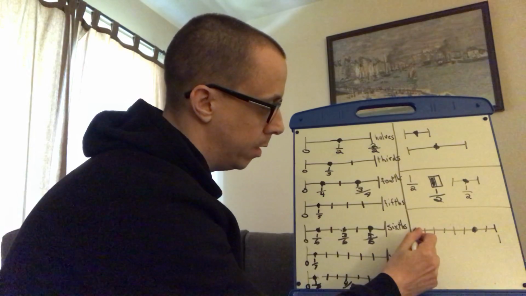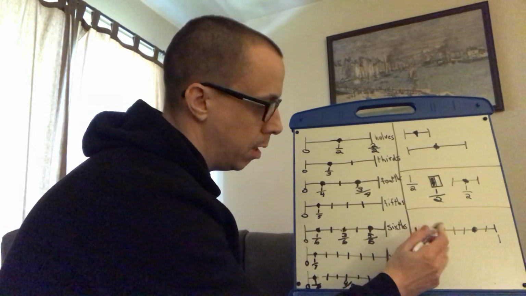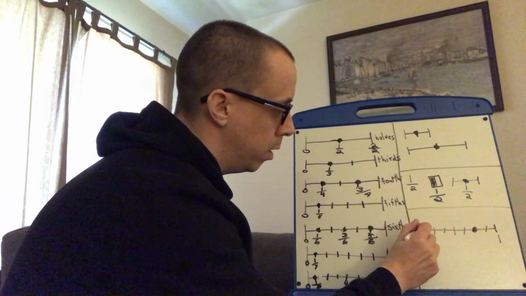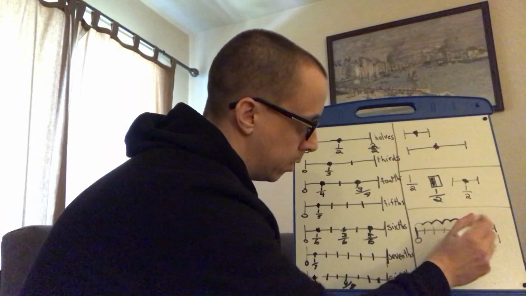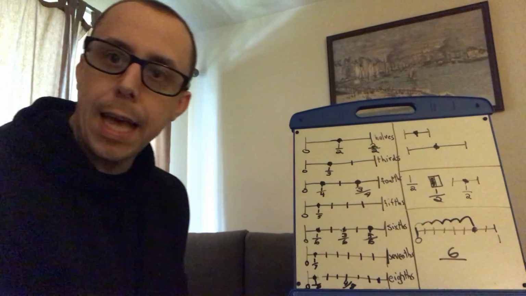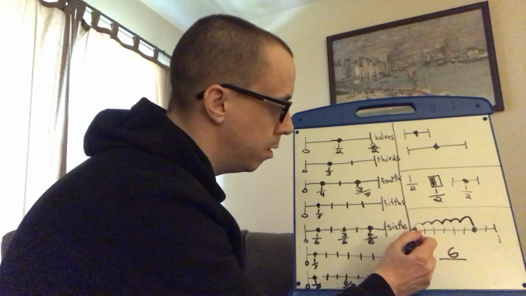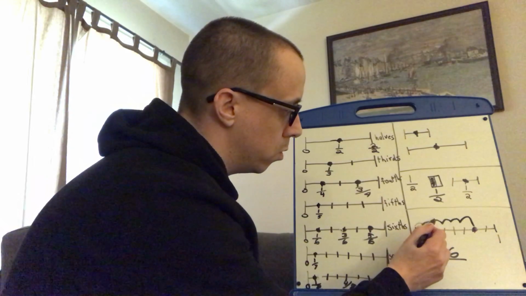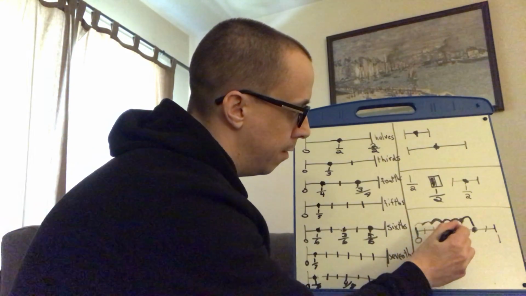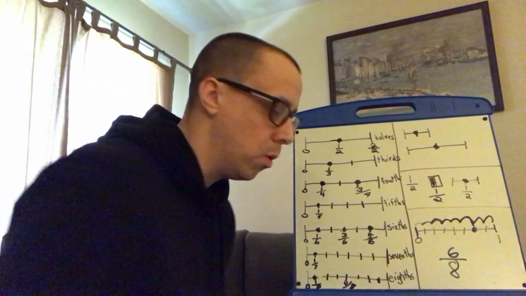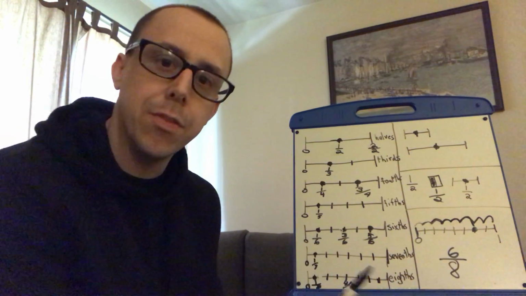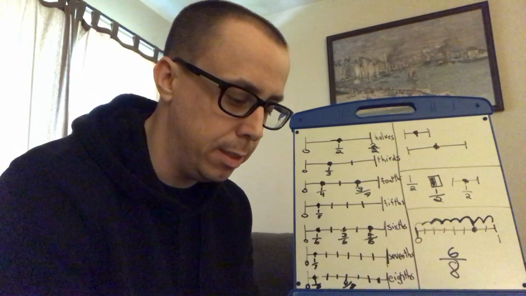Starting at 0, I'll even draw the jumps. 1, 2, 3, 4, 5, 6. Okay, here we have 6. And let's find out of how many? Out of 1, 2, 3, 4, 5, 6, 7, 8. Okay, that's 6/8, a lot of your work will be like that today.